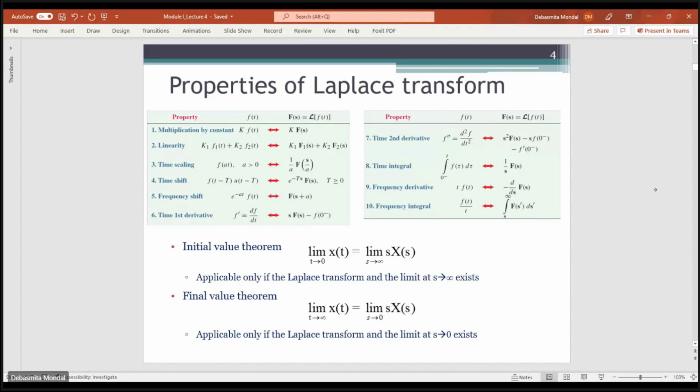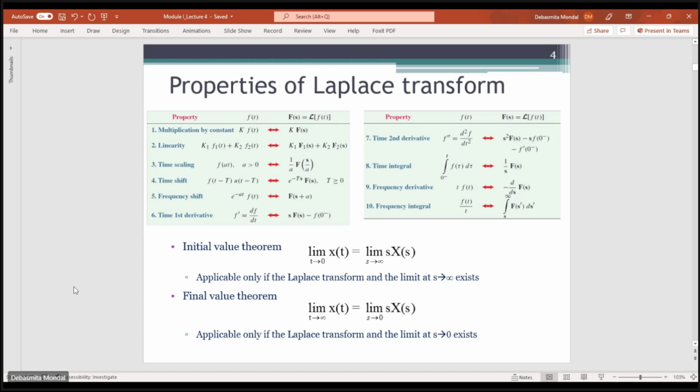Now, if your initial conditions are zeros, then for a second order time derivative, the Laplace transform will be just s squared into F(s). Similarly, for an integral, the Laplace transform of the integral of f(t) dt will be equal to 1 by s of F(s), and so on and so forth. So you can just go through the previous table as well as this table in order to see what the different properties of the Laplace transform are.